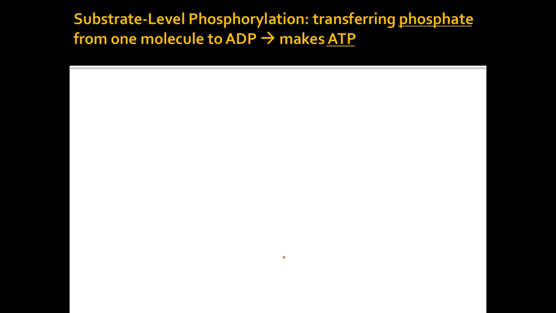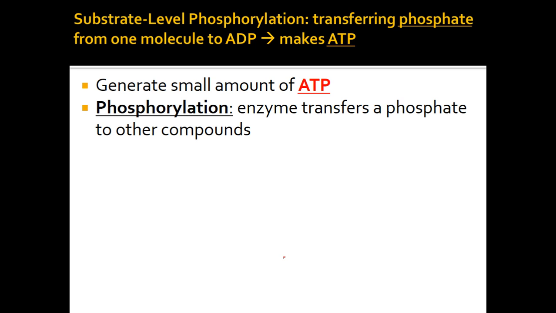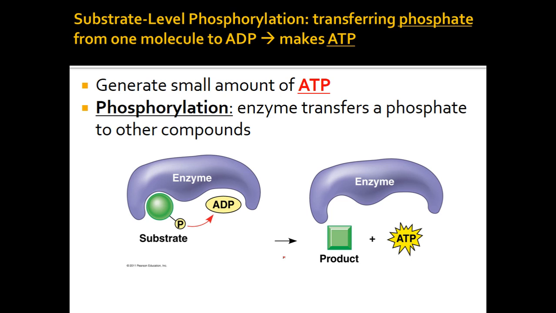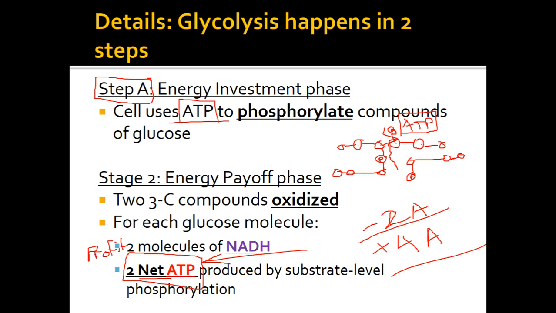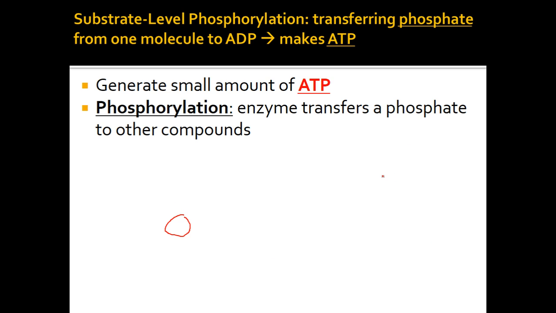Okay, so this substrate level phosphorylation, this is transferring a phosphate from one molecule to another. And in general, this creates a small amount of ATP. So when we say something has been phosphorylated, that means an enzyme has actually transferred a phosphate to other compounds. So here we have some phosphate going on. So here's the substrate that had a phosphate group on it. So remember in that last slide, I'm going to go back a second here, these guys had the phosphates on them.